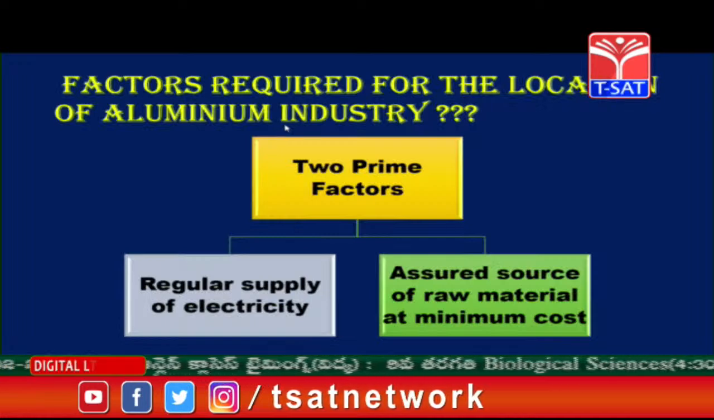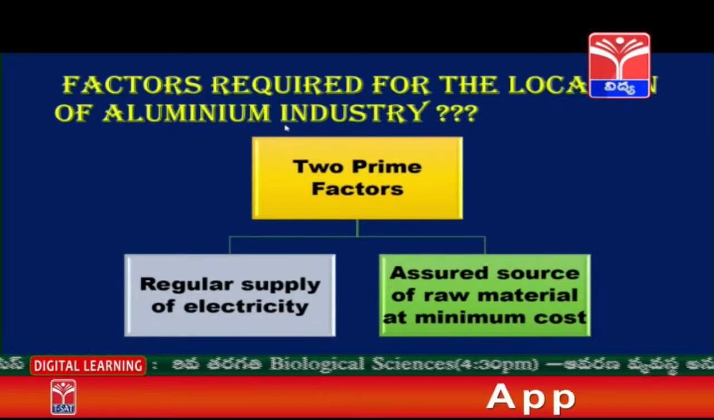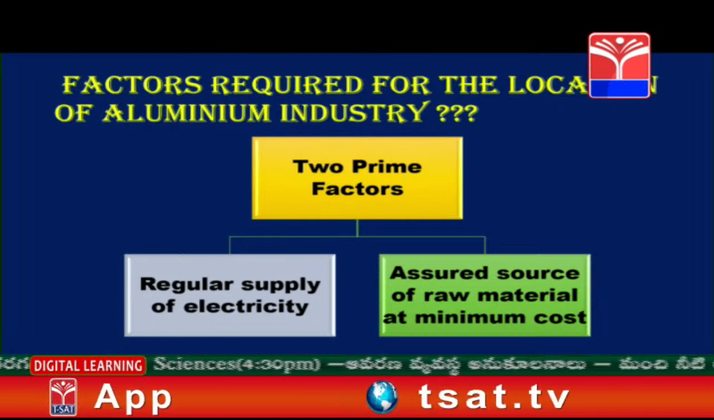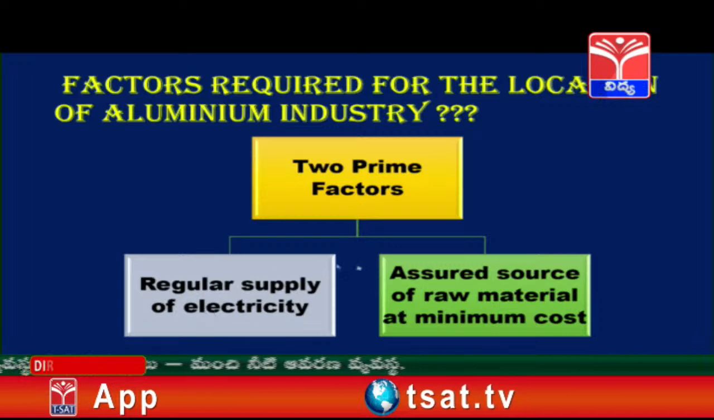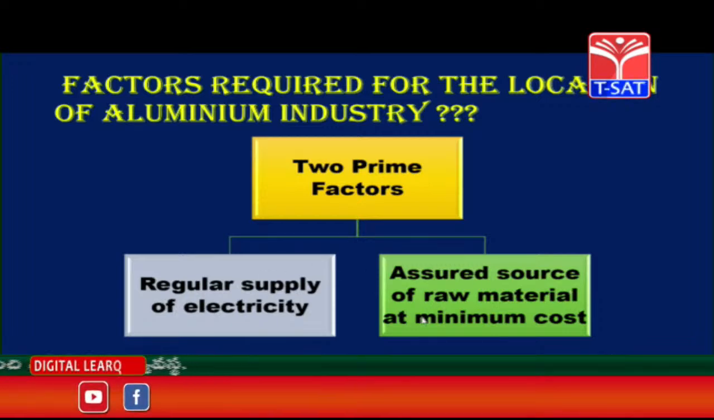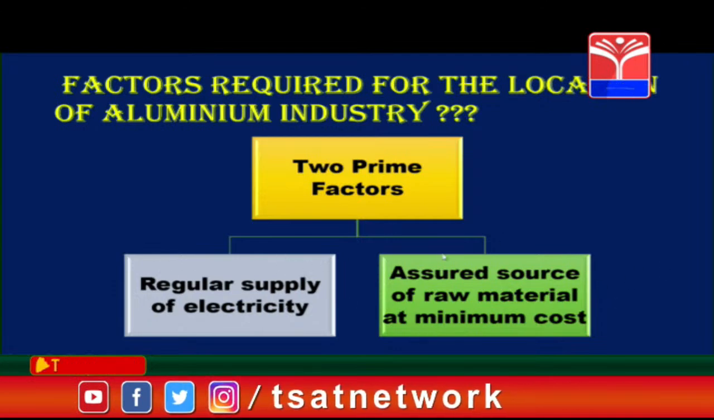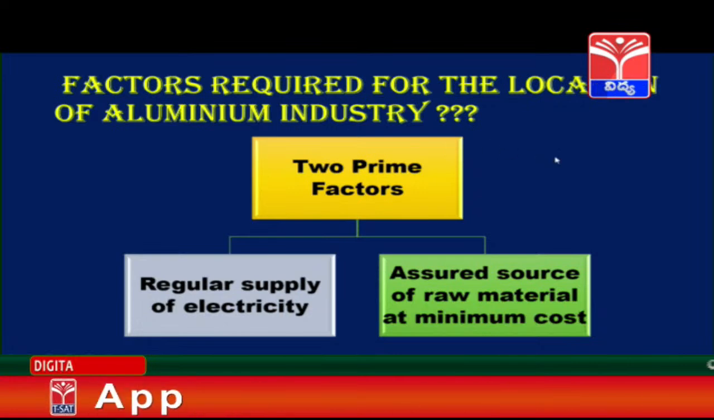Factors required for the location of aluminium industry. There are mainly 2 prime factors, that is regular supply of electricity and an assured source of raw material at minimum cost. So, if these 2 factors are available, then aluminium industries can be easily set up.